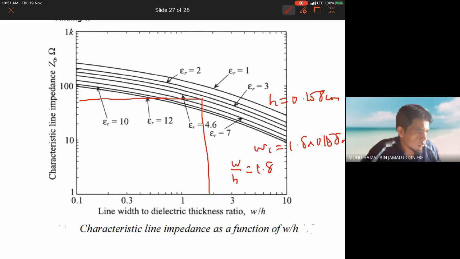Maybe the approximation is not good. Here you will get W around 0.3 cm, so it's far away from the book value. Never mind. This is just one way to determine W, using the formula or using the table. This may be asked during the final exam.